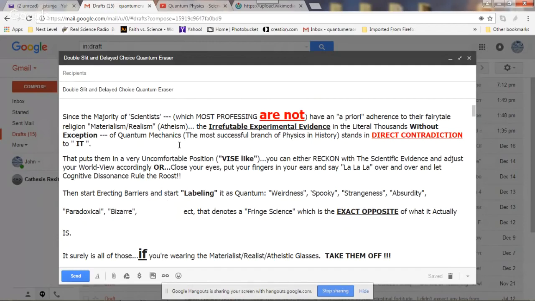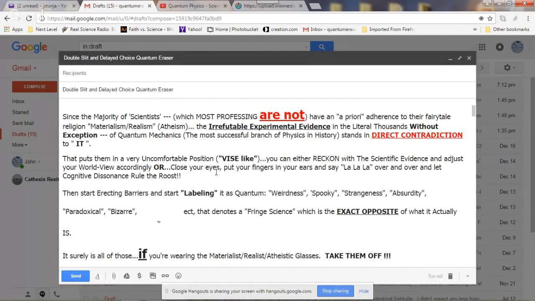That puts them in a very uncomfortable, vice-like position, because you can either reckon with the scientific evidence, and there's boatloads of it, and adjust your worldview accordingly, or you close your eyes, put your fingers in your ears, and say, shut up and calculate, la, la, la, over and over, and let the cognitive dissonance rule the roost. Then what you do is you start erecting barriers and labeling it: quantum weirdness, spooky, strangeness, absurdity, paradoxical, bizarre. These are all the watchwords. This is what you're going to hear.